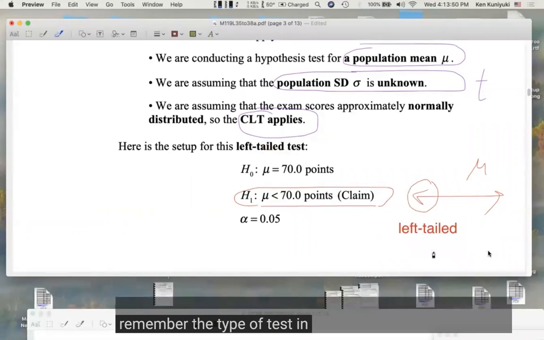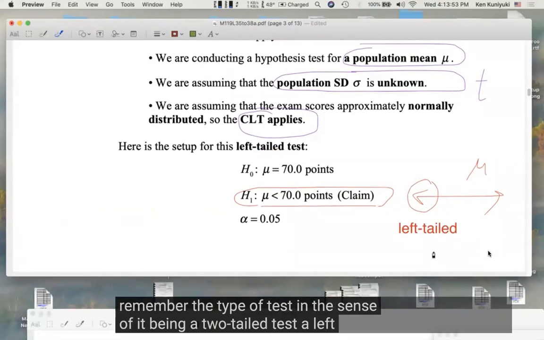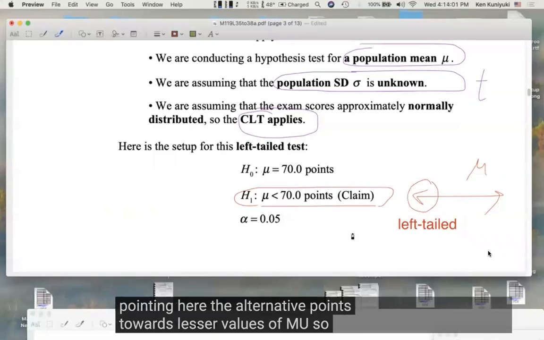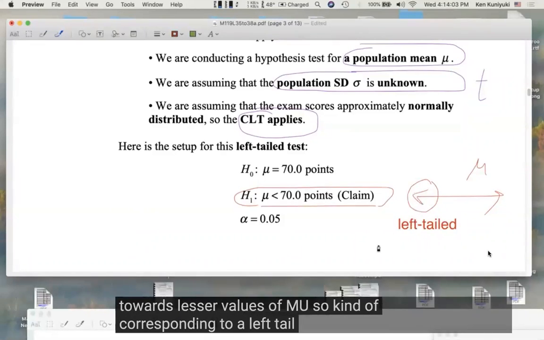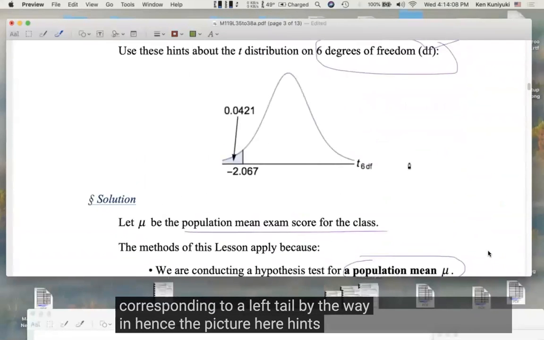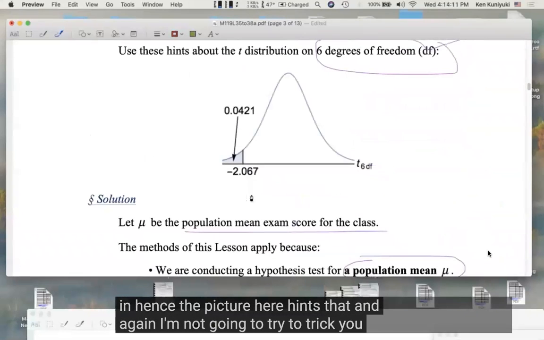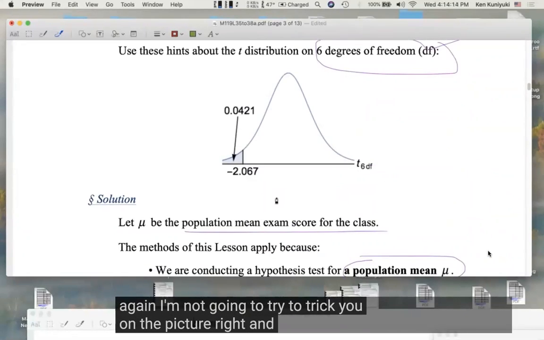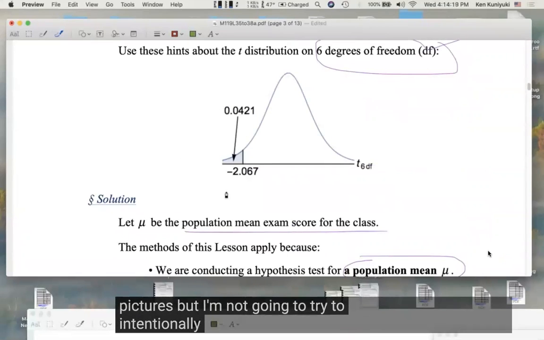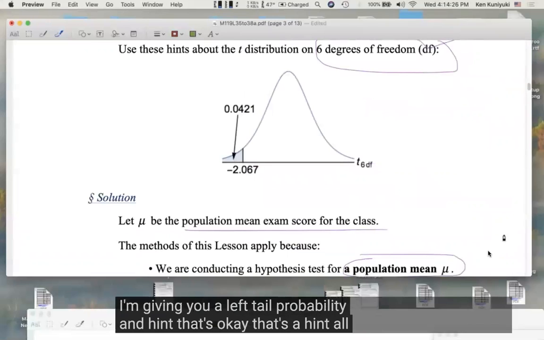Remember, the type of test, in the sense of it being a two-tailed test, a left-tailed test, or a right-tailed test, depends on where the alternative is pointing. Here, the alternative points towards lesser values of mu, so kind of corresponding to a left tail. By the way, hint, hint, the picture here hints that. And again, I'm not going to try to trick you on the picture. Now, I might have a multi-part problem where I have various pictures, but I'm not going to intentionally trick you here. Take a look. I'm giving you a left tail probability. Hint, hint. That's okay. That's a hint. All right.